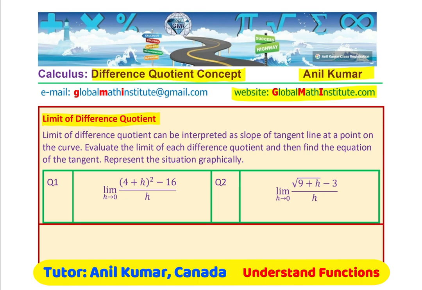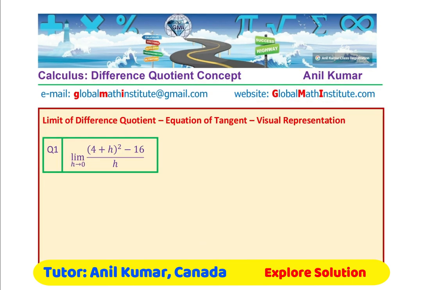Perfect. Now let's first evaluate the limit itself. Question number 1. We are to find the limit as h approaches 0 of (4 plus h) whole squared minus 16 over h. Let us expand (4 plus h) whole squared. You will notice that if you substitute 0 at this stage, you get 4 squared minus 16 over h, right?